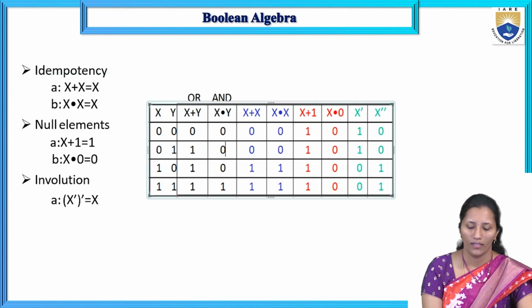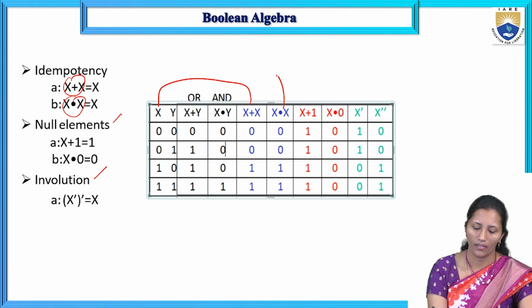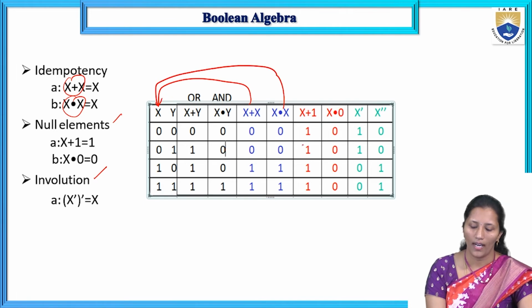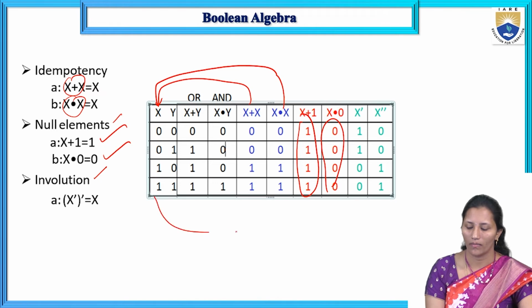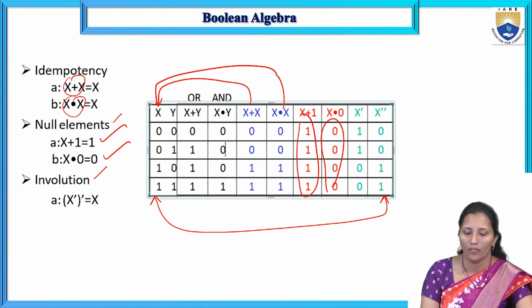So for these idempotency, null elements and involution, also write down the truth table and find out each OR and AND operations, and find out the truth table whether we are getting these two values equal or not. Observe. x plus x is equal to x, x dot x we are also getting x, and x plus 1 we are getting 1, all ones. x dot 0 we are getting all zeros, and x bar whole bar we are getting the same x value. By observing the truth table the theorems will be proved.